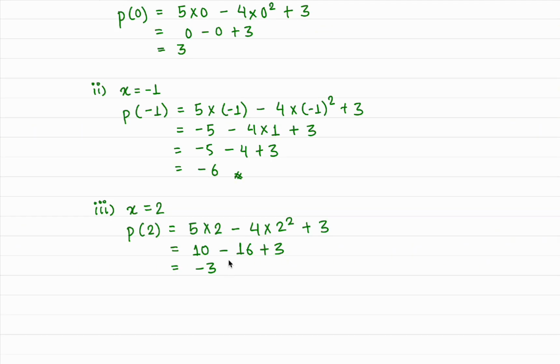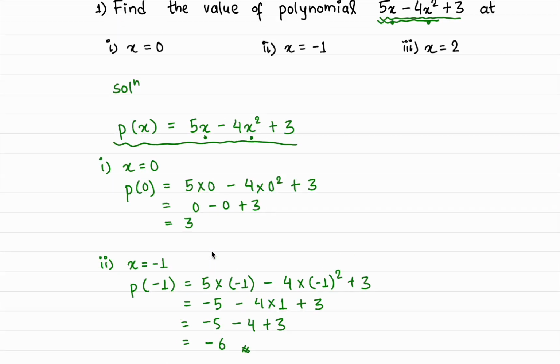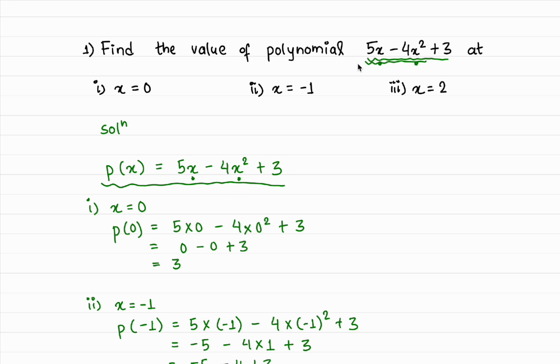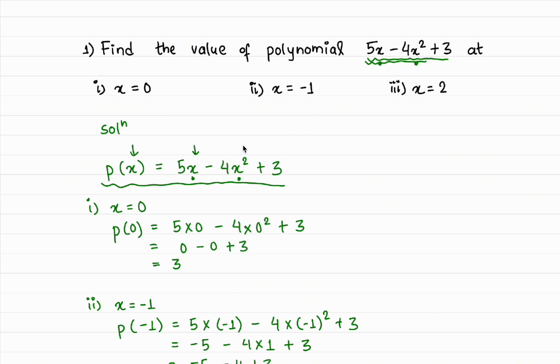So in our first question, what we did is we just wrote the polynomial that is given in the question as px, and then we just plugged in these values 0, negative 1, and 2 in this x and here as well, and we got our answer. That's it, okay? That's the first question.